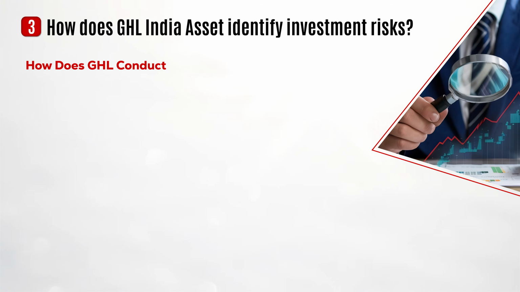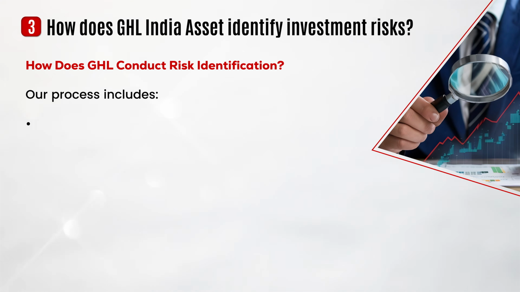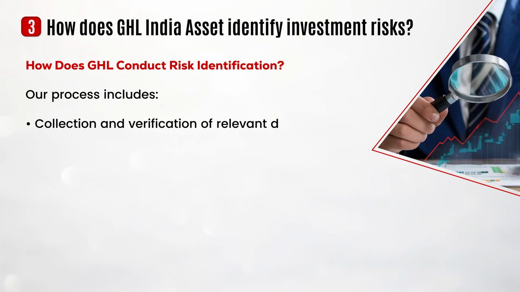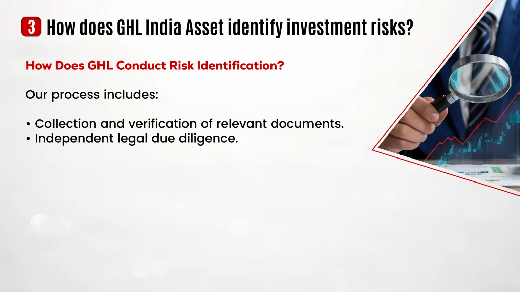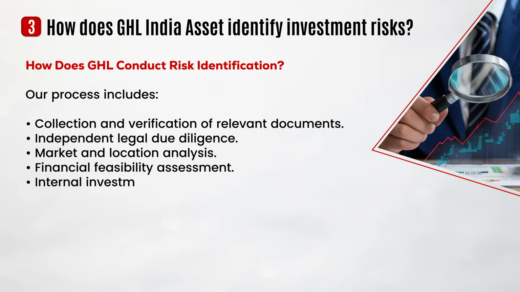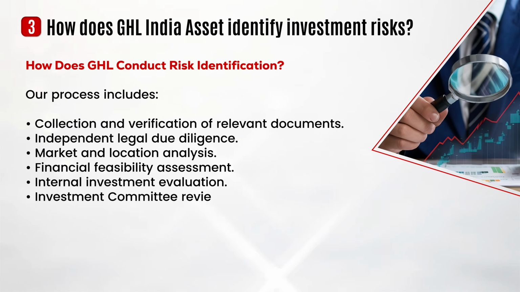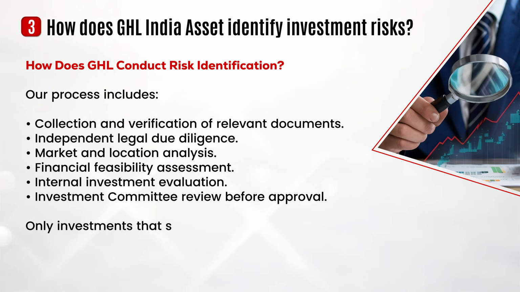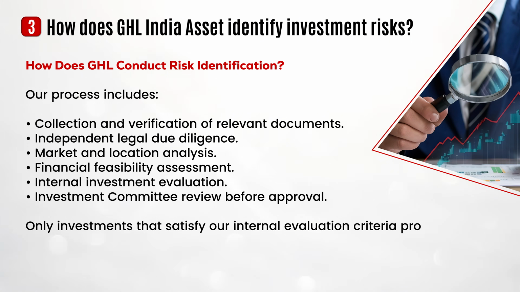How does GHL conduct risk identification? Our process includes collection and verification of relevant documents, independent legal due diligence, market and location analysis, financial feasibility assessment, internal investment evaluation, and investment committee review before approval. Only investments that satisfy our internal evaluation criteria proceed further.